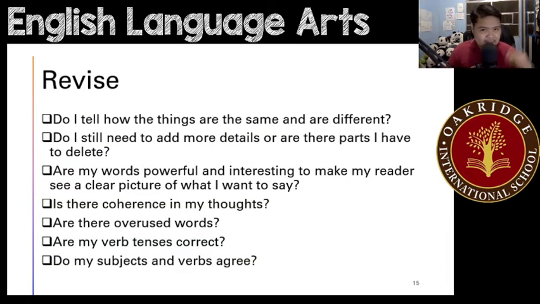After that, go to your revise. In your revise, you have to answer these questions: Do I tell how the things are the same and are different? Do I still need to add more details, or are there parts I have to delete? Are my words powerful and interesting to make my readers see a clearer picture of what I want to say? Is there coherence in my thoughts? Coherence is like, is it clear, are they all in the correct order, do they all make sense? Are there overused words? Are my verb tenses correct? Do my subjects and verbs agree?